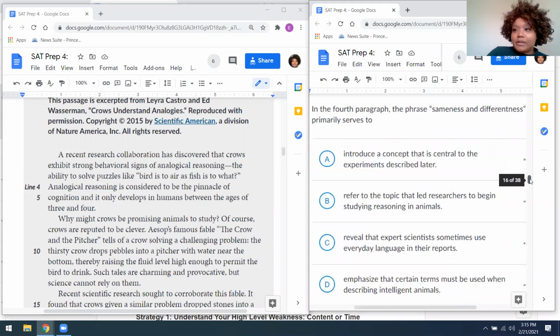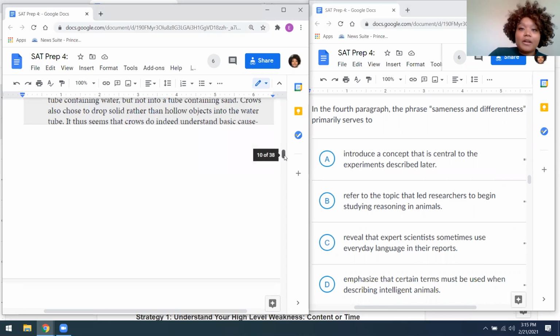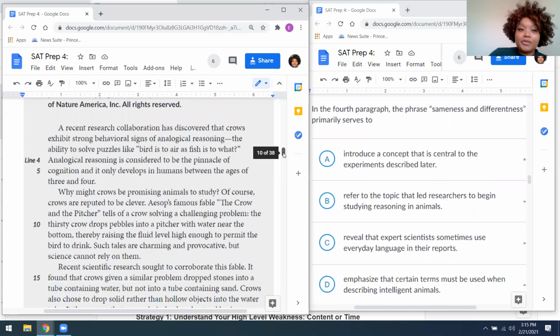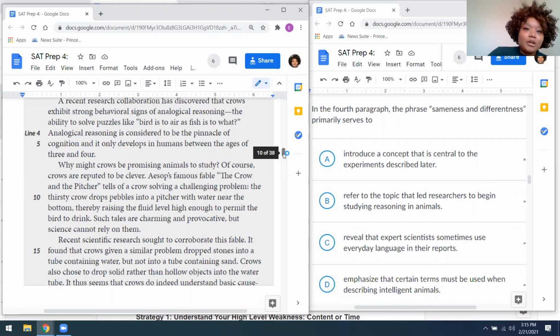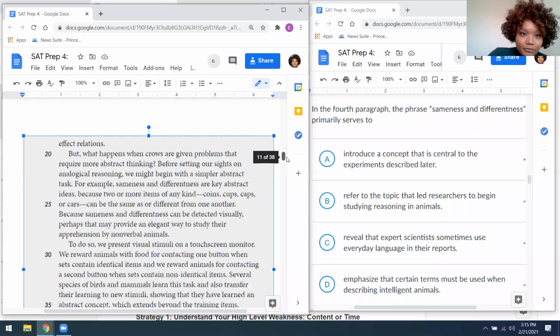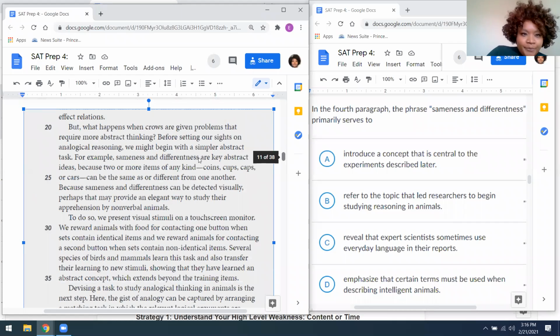Number 3 is, I forgot what number 3 is. What was number 3? One second. Number 3 is A. The 4th paragraph, the phrase sameness and differentness primarily serves to... Anytime you see it referencing a paragraph or a line in particular, go to that line or paragraph. So we have 1, 2, 3, 4. This is the 4th paragraph, starts at line 20. The answer choice is A.